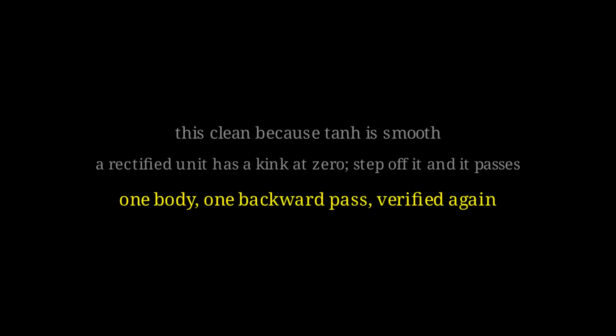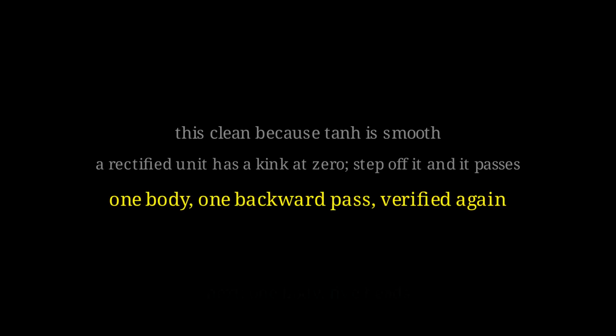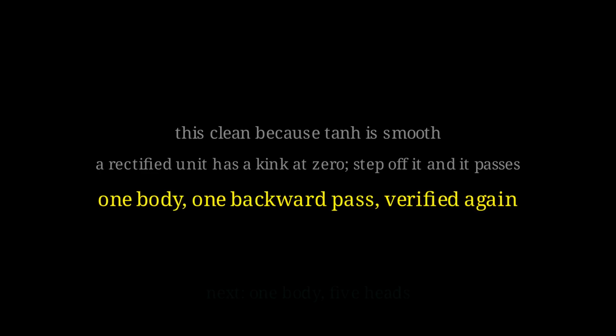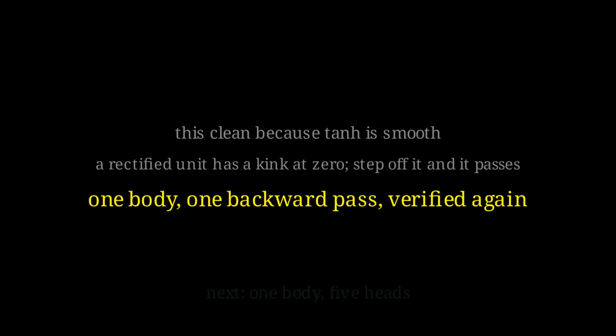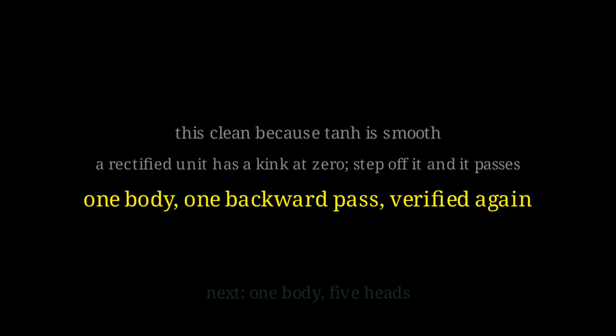The check comes out this clean, because the tan is smooth everywhere. Swap in a rectified linear unit, with its sharp kink at 0, and a finite difference that straddles that kink can spike a single coordinate. Step even slightly off the kink, and it passes again.